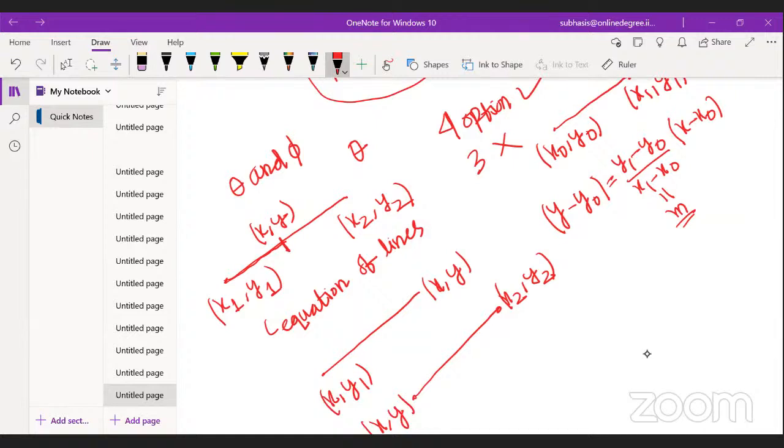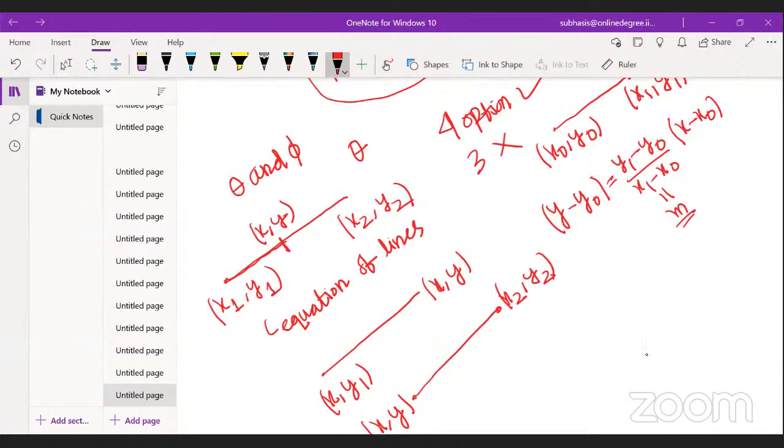I'm a little bit confused about whether x0, y0 is a variable or a fixed point. I think that should be mentioned in the question. It's actually a mistake, because if you are taking x0 and y0 as a variable... no, not a variable. If you are taking this as a point on a straight line, then this can represent the equation of a straight line.